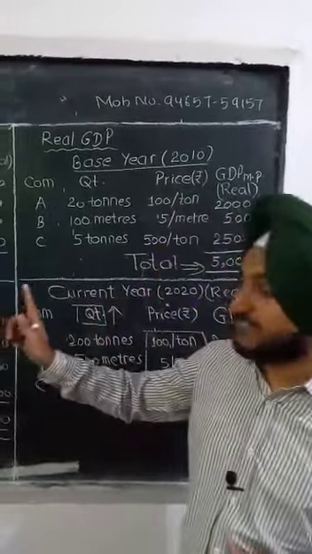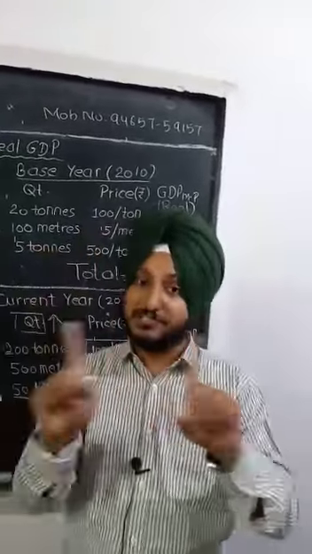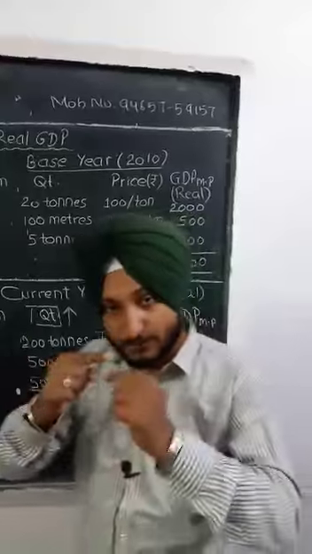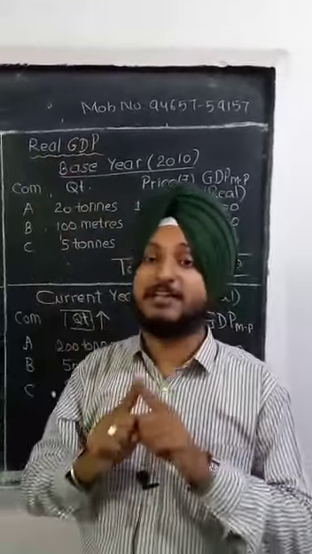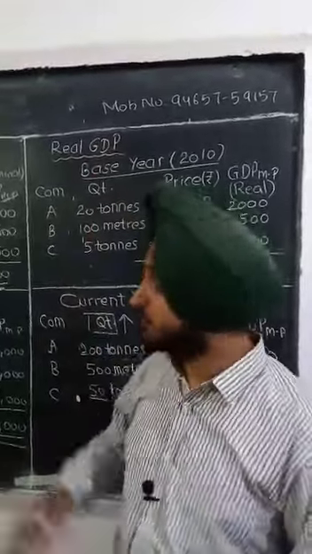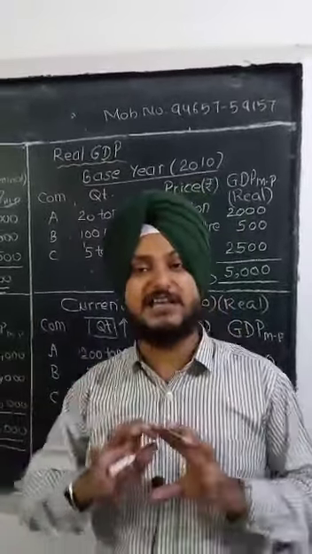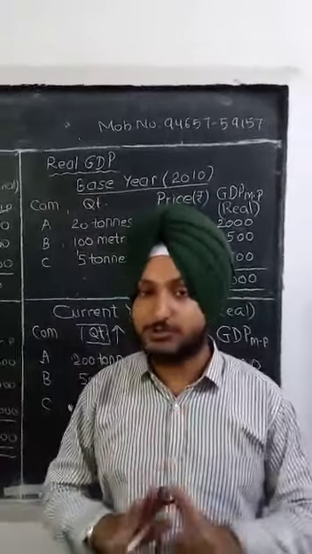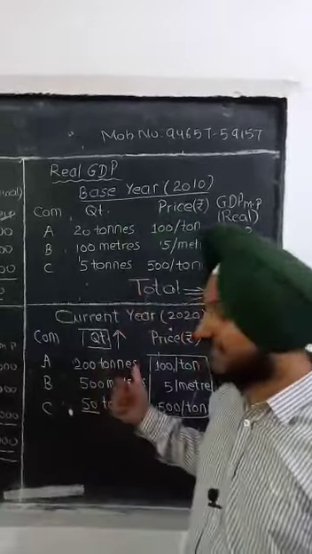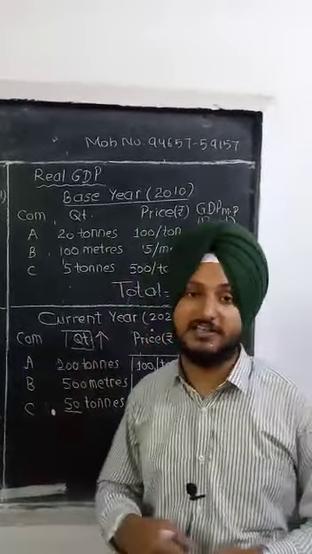Okay, so in nominal GDP the prices are going high, no change in the production. In real GDP production is going high, but there is no change in the prices. Okay, so nominal GDP is just an illusion of growth. There is no actual growth in nominal GDP, but real GDP is the actual growth. This is the real GDP.